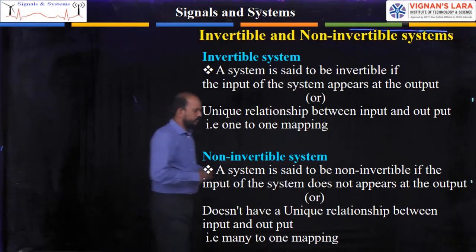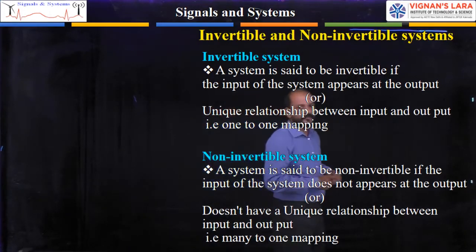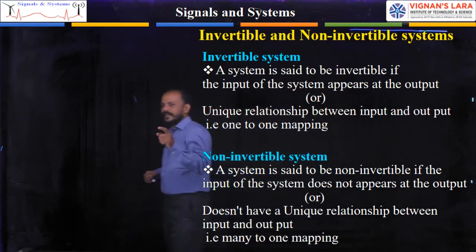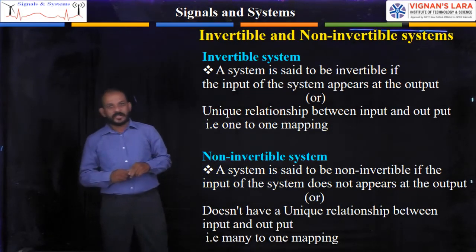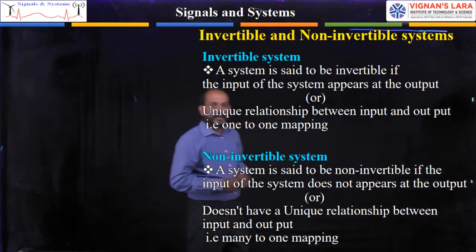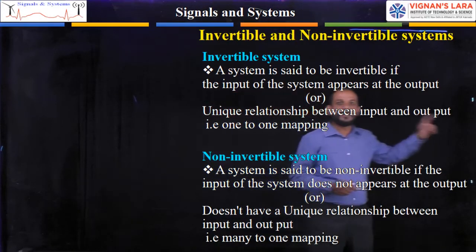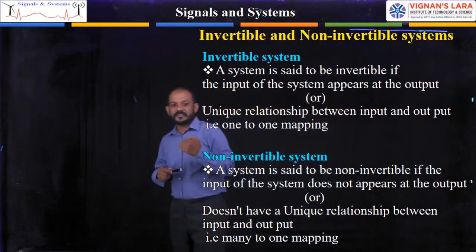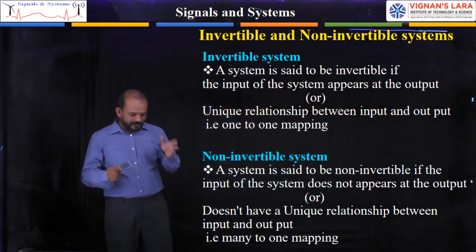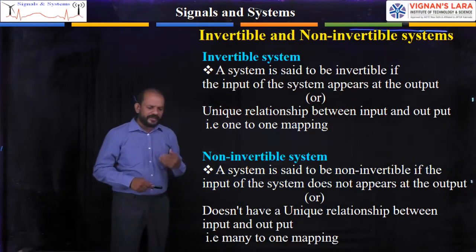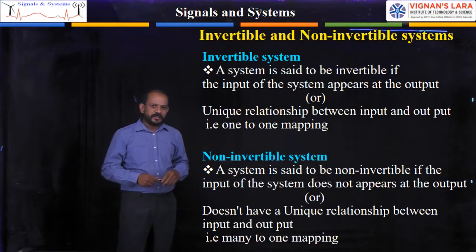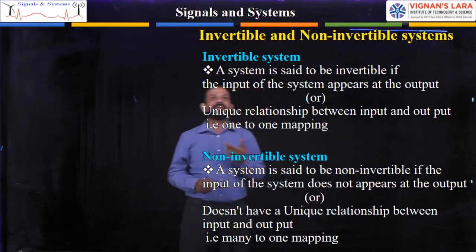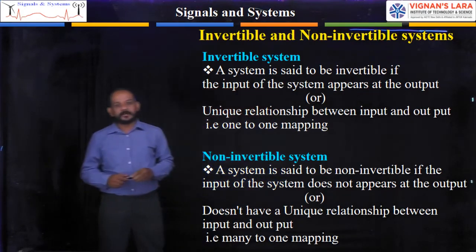A system is said to be invertible if the input of the system appears at the output. That means if we are given an input x of t and the output of the system at the end also gives the same x of t, then I can say that system is an invertible system.